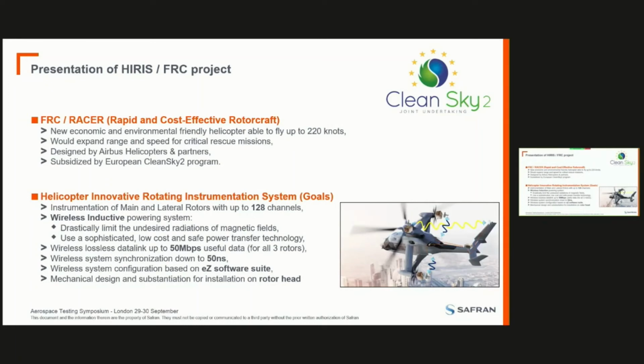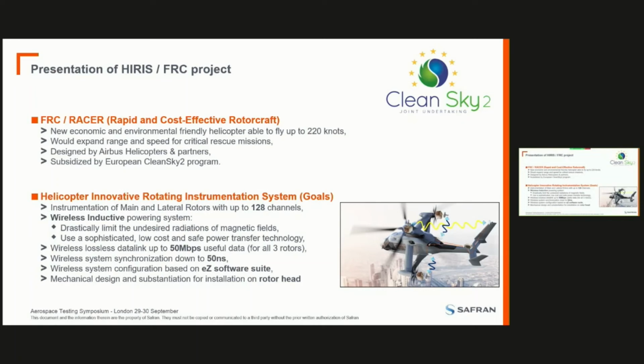So now let's focus on the IRIS project, which is a project funded by the European Community under the Clean Sky 2 program. It addresses the fast rotorcraft called the Racer, designed by Airbus Helicopters. This fast rotorcraft, in fact, has three rotors. One main rotor here, which is classical for a helicopter, but something quite new is the two lateral rotors, which are called pushers, in order to achieve a very high cruising speed of up to 220 knots.